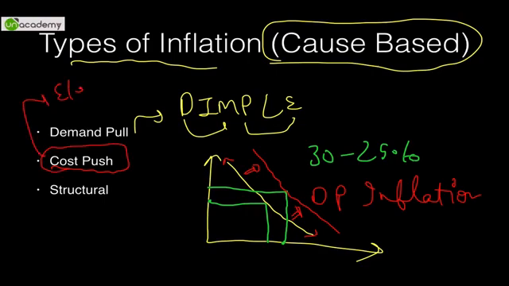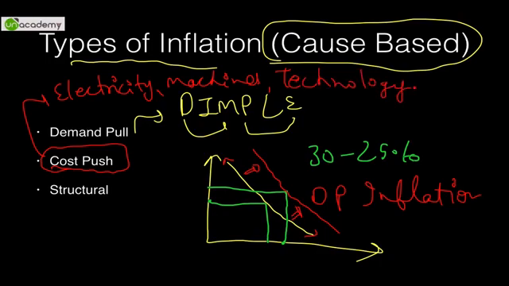Same thing happens when the supply side is facing lots of constraints. Let's say you don't have enough electricity, you don't have necessary machines, infrastructure, or technology. Or maybe there is a lot of hoarding going on. So the prices of goods, even before they come into the market, are increased because of supply side constraints. Because the cost is pushing the inflation, it is called cost push inflation. One of its subtypes is structural inflation: when the economy inherently lacks the production capabilities or infrastructure, it usually leads to cost push inflation.